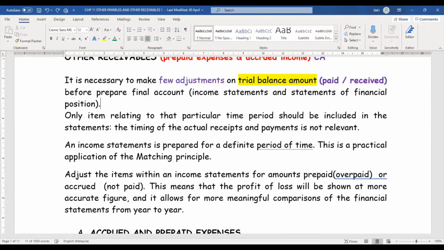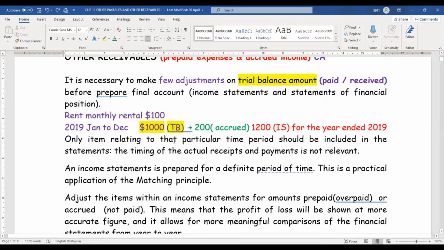Let me go back to this example. I changed it a little bit. From January to December, the company has paid 1,500. Let's say the company got a lot of money, so they paid 1,500. But the monthly rental is still the same, 100. The rent is for January until December. So they're supposed to pay 1,200, but they have extra money, so they pay an extra 300. They pay the 1,500. So this 1,500 will be recorded in the trial balance.